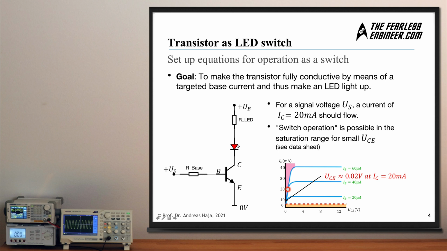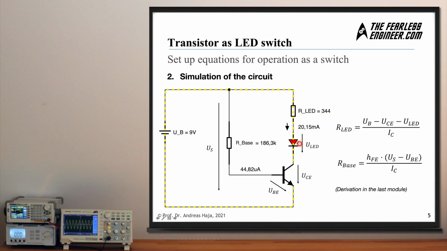In order to get to our 20 milliamps, we can look it up in the data manual for a certain type of transistor, for example the BC547B, which we have done in the previous video, and this brings us to an operating voltage of 0.02 volts, which needs to drop across these two connectors here, collector emitter, in order to generate this current flow. And this can be retrieved from the data sheet of any transistor in case you want to use a different one.